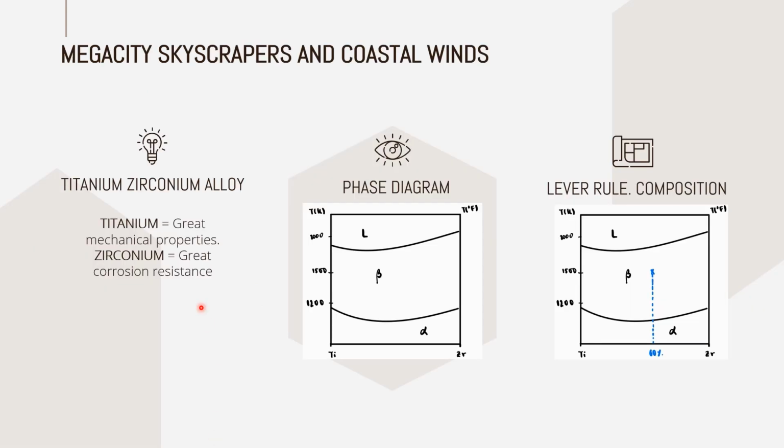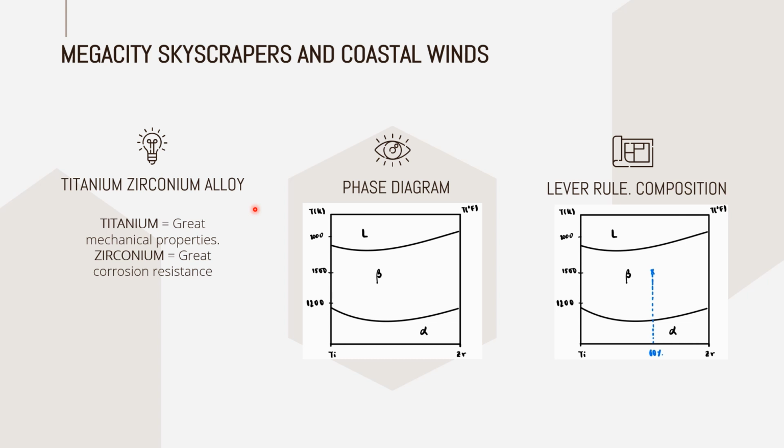Okay, so we will begin by talking about megacity skyscrapers and coastal winds. So the first thing we need to take into account is the material to be used. I chose titanium zirconium alloy. The choice of titanium was due to its great mechanical properties. For instance, high Young's modulus, tensile strength, as well as toughness and good ductility. The fact of choosing zirconium was due to its resistance to corrosion.